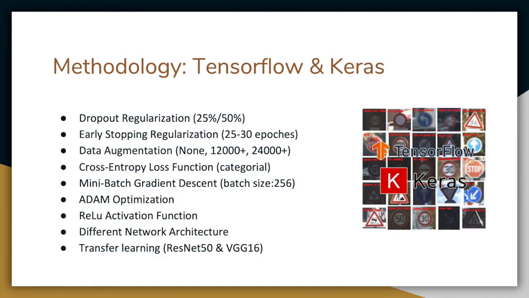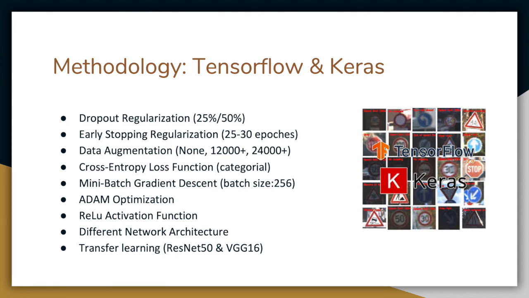The main methodology we use is TensorFlow and Keras. In addition, we use dropout regularization with a dropout rate of 25% or 50%. We also use early stopping regularization, which gives out 25 to 30 epochs depending on which model we use. And we tried data augmentation. We tried the original training set, the 12,000 training set, and the 24,000 training set.